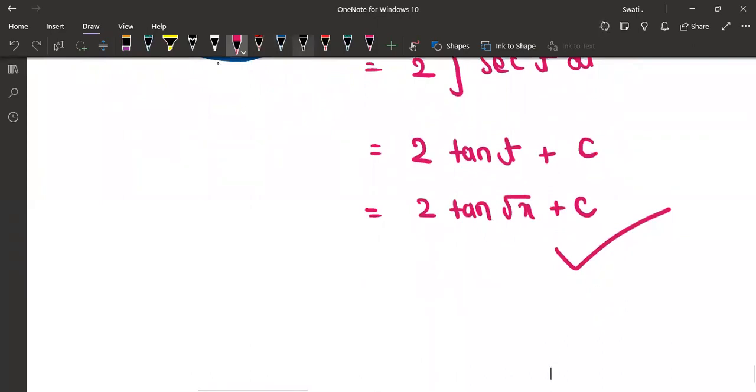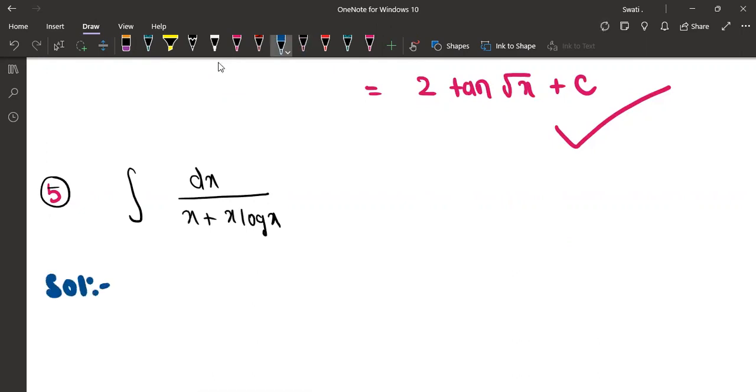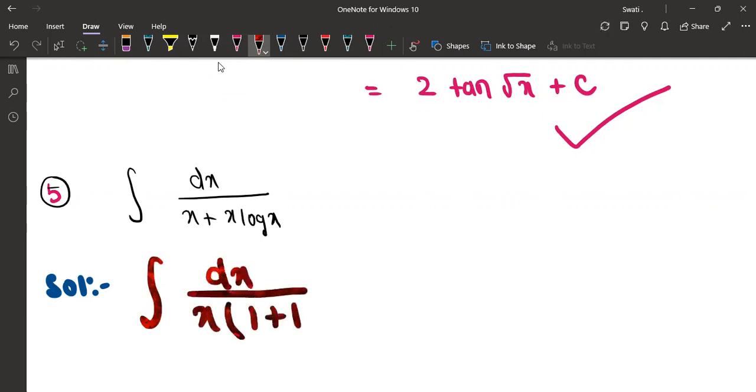All right, now we can move to the fifth question. So let's go to the fifth one. In the fifth question, we have the integration of dx upon x plus x log x. Now let's simplify this. The very first thing I can see that I must do is take x common from the denominator. So dx is as it is, and if I take x common, this will become 1 plus log x, right?